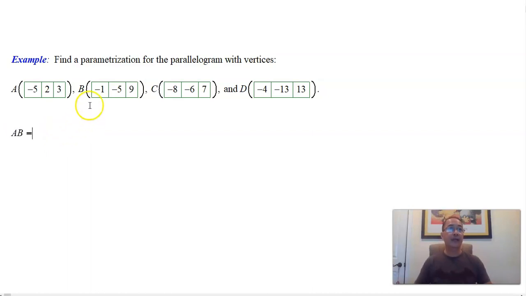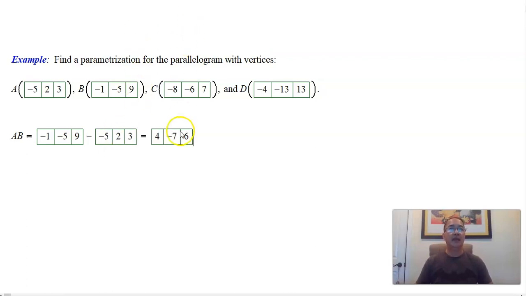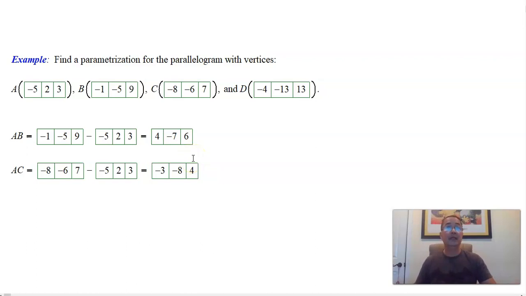Let's take a look at the vector from A to B. So we take B and we subtract A, and we get that vector. Great. So how about from A to C? Let's take C over here and let's subtract A, and we get a different vector. Well, that's natural because A is common to both of these vectors. So we get 2 vectors which are rooted at A.